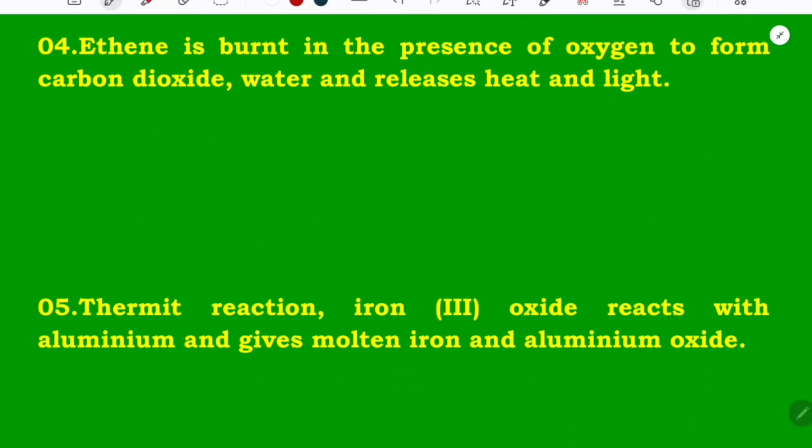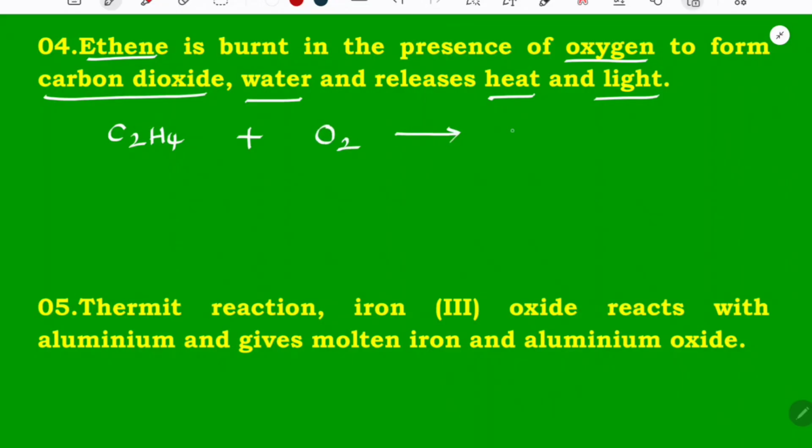So ethene is burnt in the presence of oxygen to form carbon dioxide, water, and releases heat and light. So okay. So ethene formula, what? The ethene formula is C2H4. So fourth chapter it will come, C2H4. It is burnt in the presence of oxygen, O2. What will form?